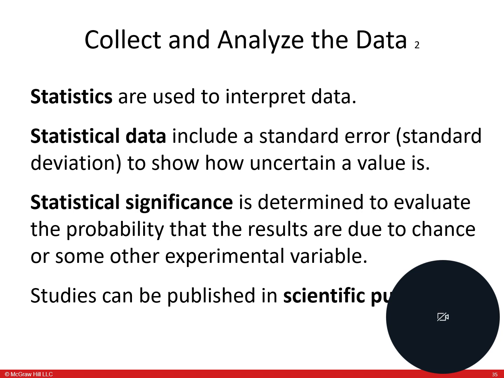Statistical significance is determined to evaluate the probability that results are due to chance or some other experimental variable. So you want statistical significance to be low, because the lower that number, the less likely it is just from chance that we ended up with the results from the study that we did. The higher that number, then the results are going to be more likely due to chance, like some other variable that was present that we didn't have control over, for example.